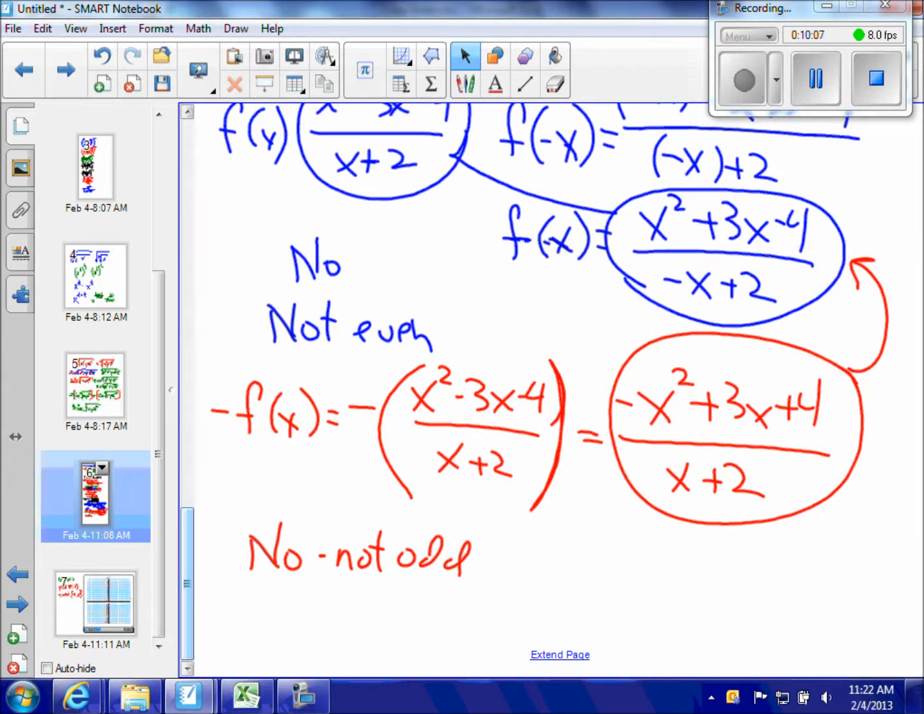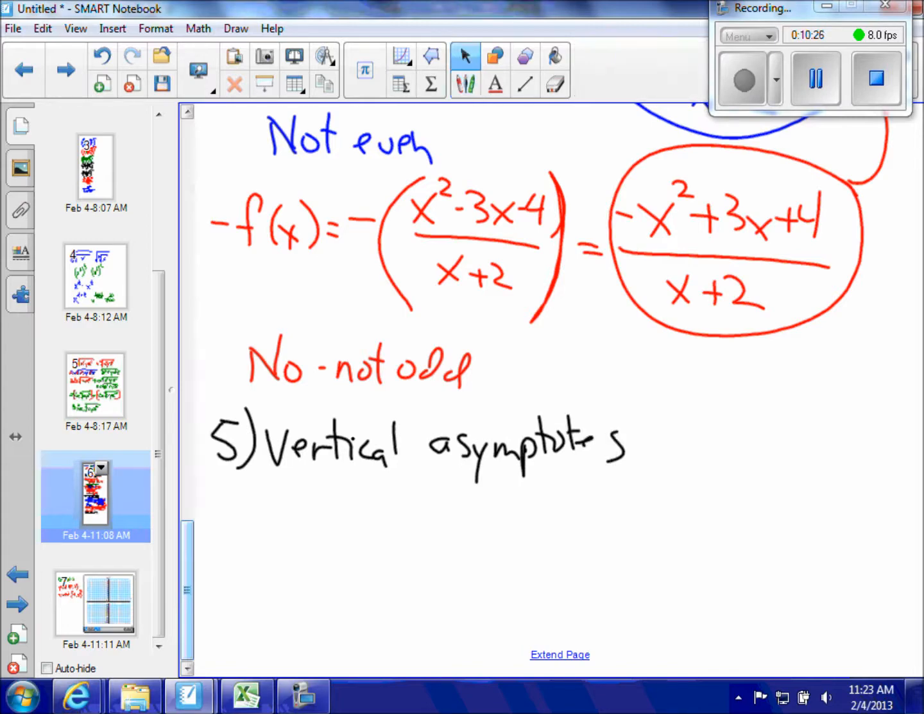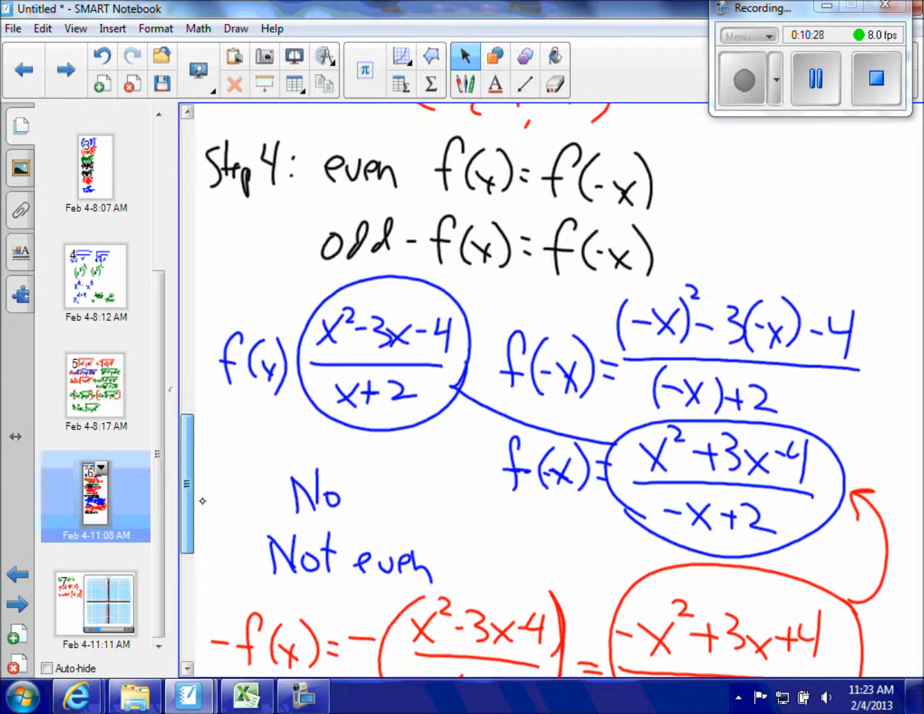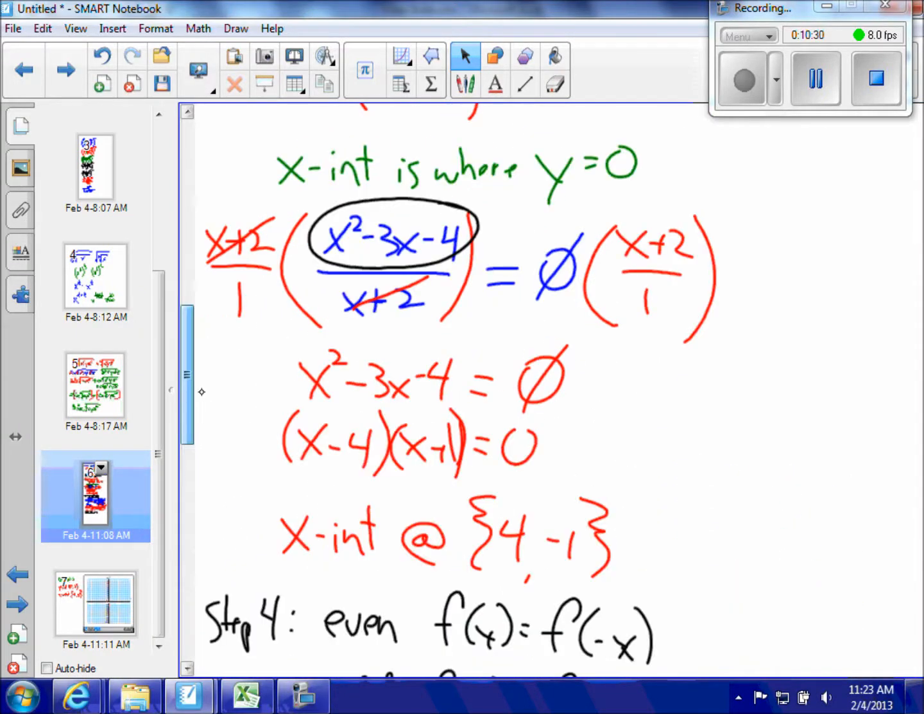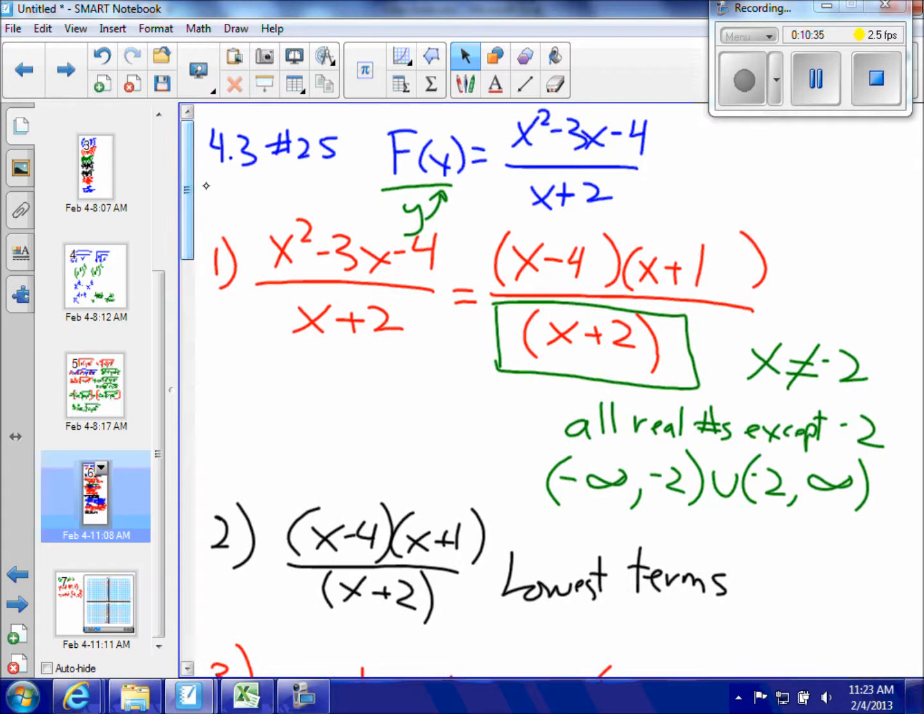Step number 5. Locate the vertical asymptotes. Well, the key to the vertical asymptotes goes all the way back up here to our domain. Our domain is x cannot equal -2.